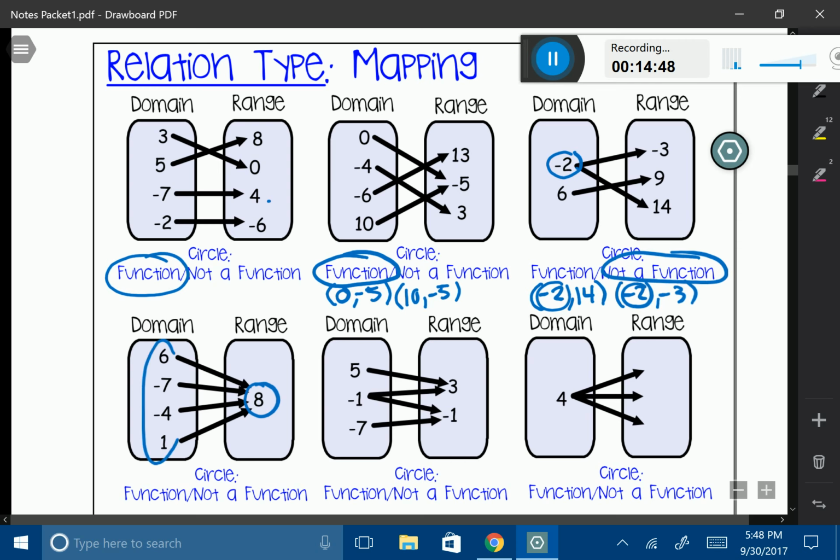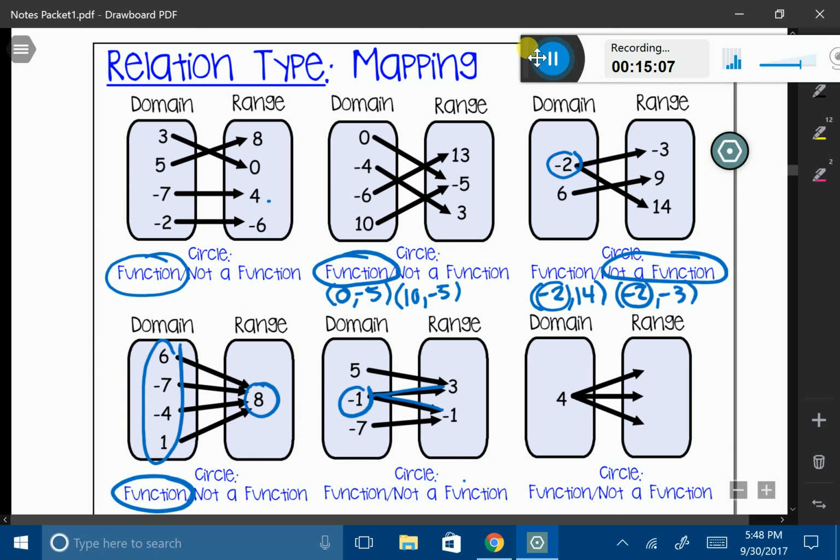Okay, and the next one, well, let's look at this. It looks like -1 is going to two different places. That is not allowed. That means that -1 is the x-coordinate in (-1, 3) and (-1, -1). Therefore, this is not a function.